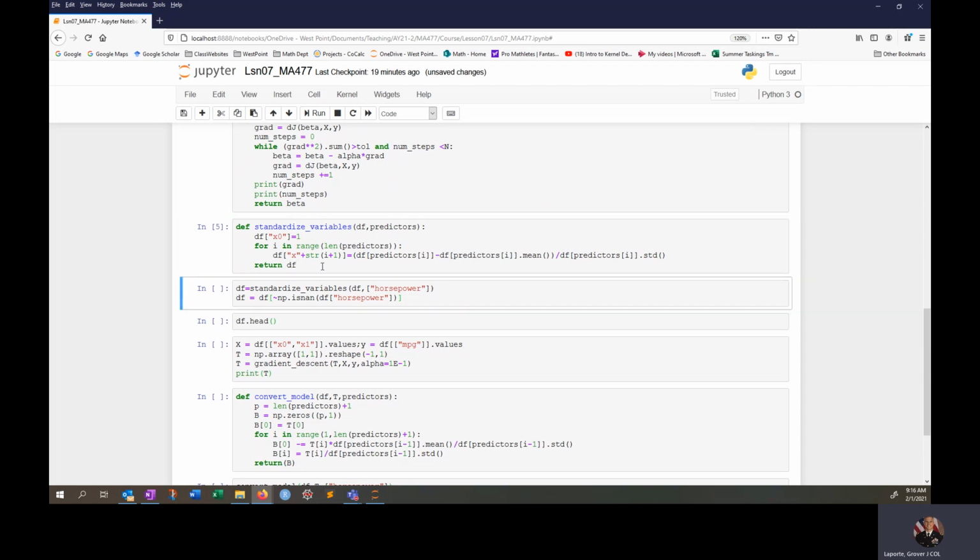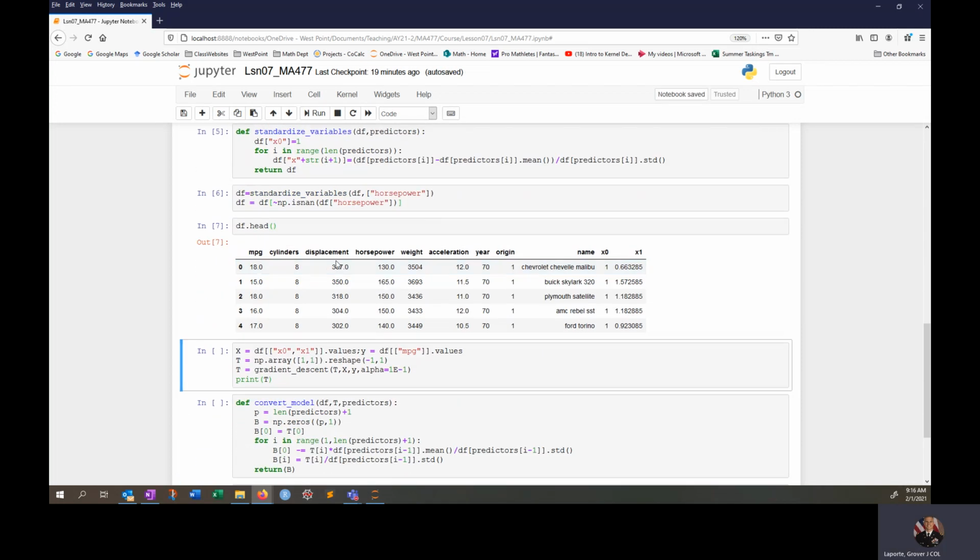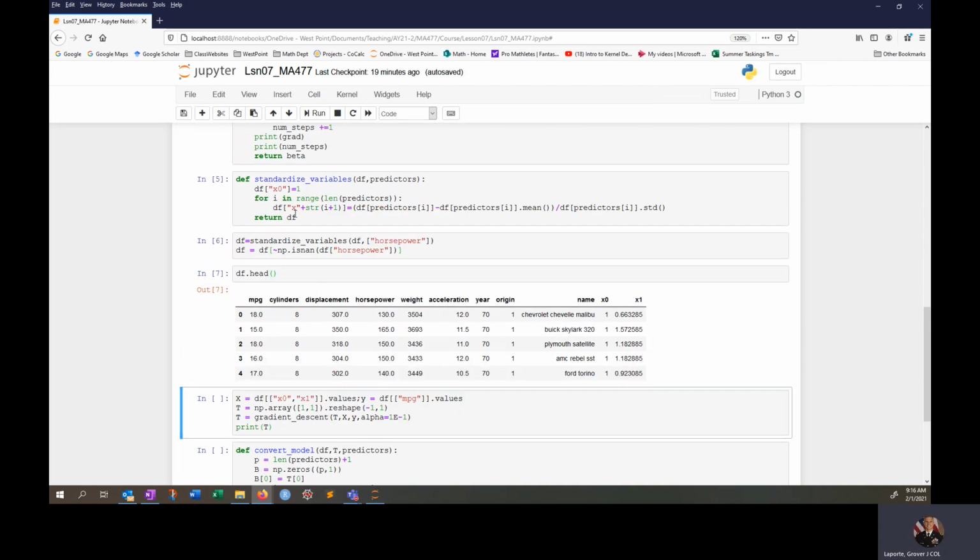So shift enter, show the head. Okay, so what did I do? What does the standardized variable do? It did exactly the same thing we talked about in last class. It subtracts the mean and divides by the standard deviation of each one of our variables.